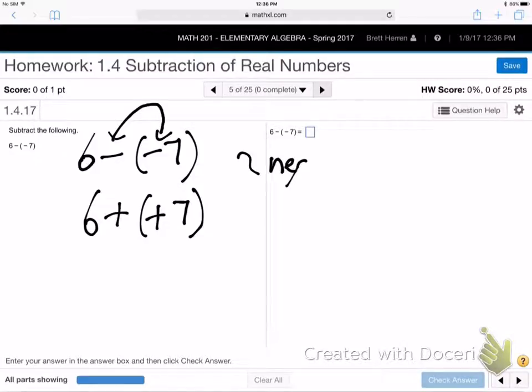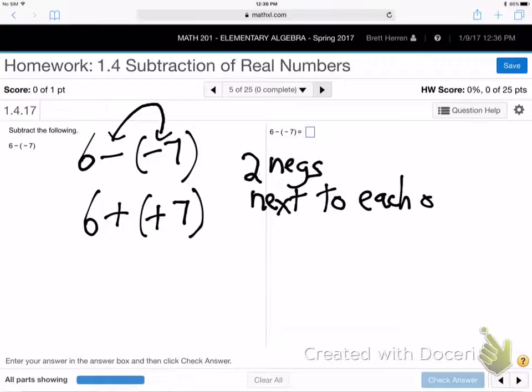It's not writing very well. Two negatives next to each other become positive. All right, so two negatives next to each other become positive, don't they? And then it's just 13.